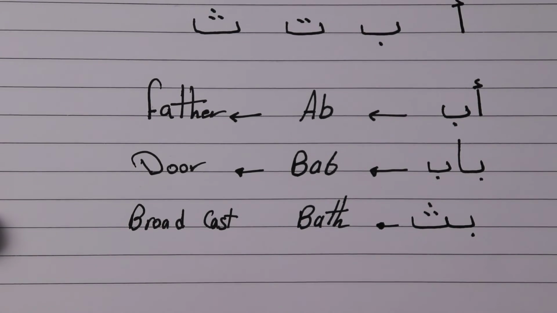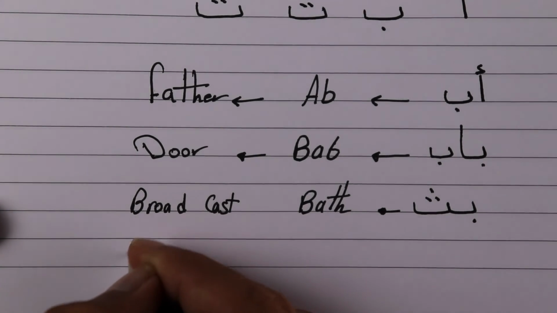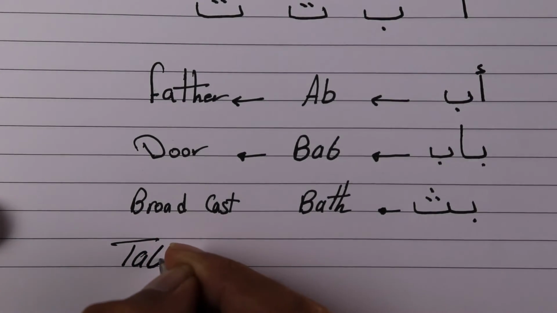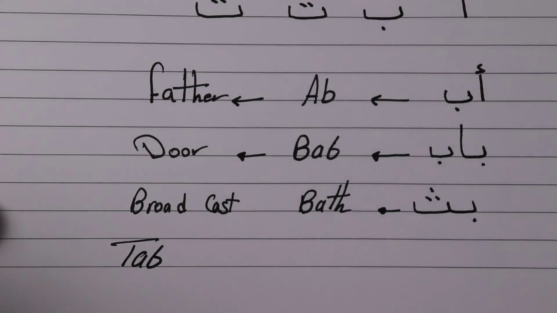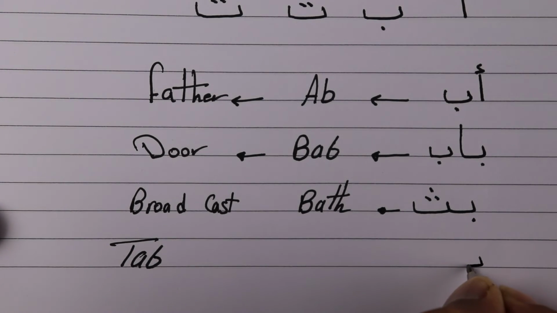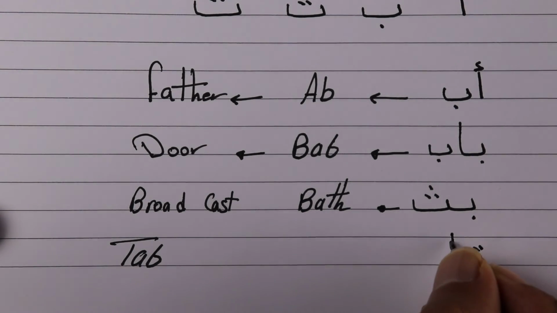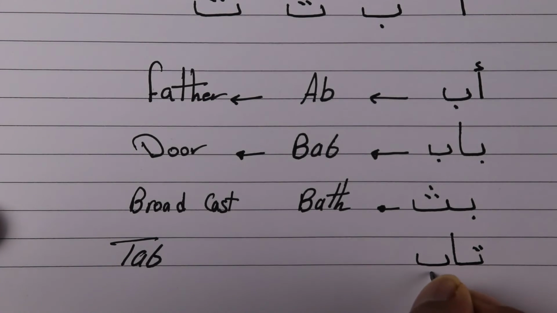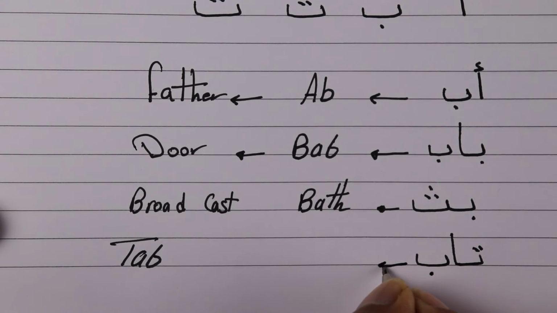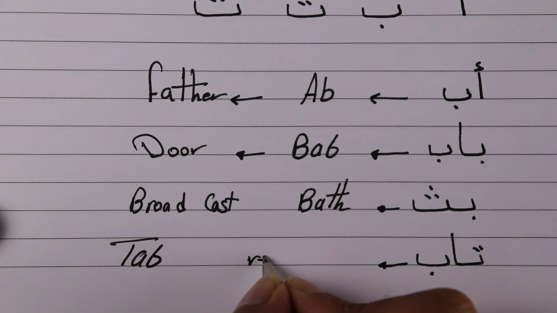Now I would like to give you something to do. Can you try to write this word in Arabic? Tab. I'll give you 5 seconds to write it. Well, did you get it right? Tab. Start with ta, alif, then ba. Tab, which means repent.